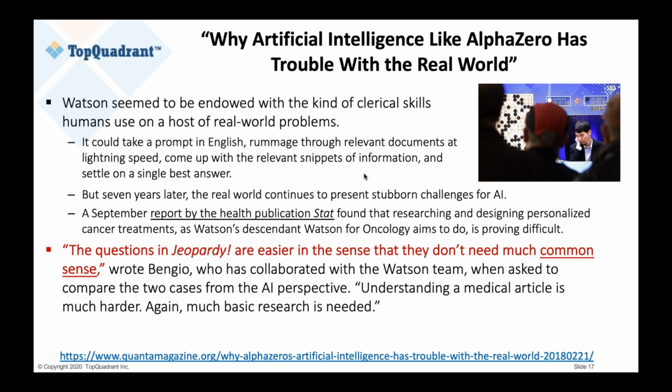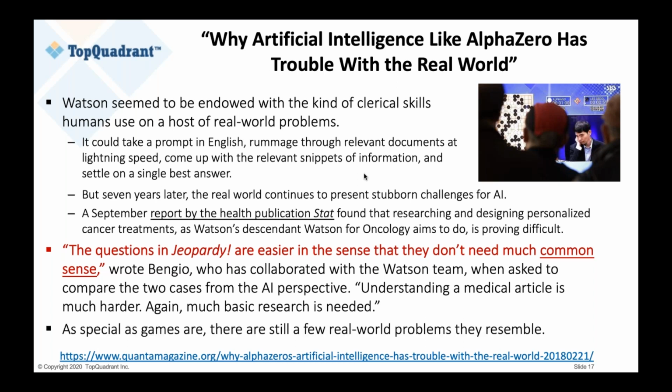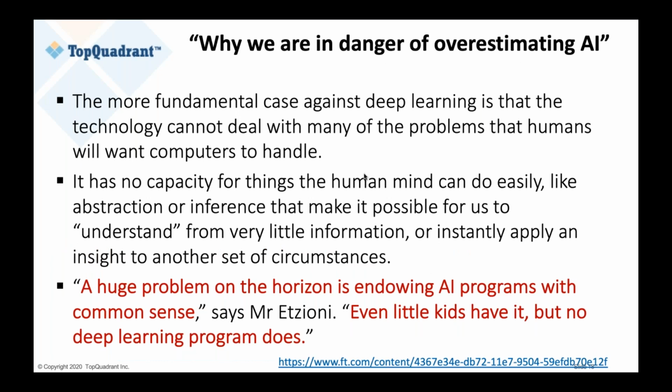And the conclusion the scientists came to was that the statistical techniques and the learning techniques can go only so far, and you really need to combine them with common sense knowledge to facilitate understanding. So as a result, we are in danger of overestimating this type of AI technology. Again, that's a quote that we just saw earlier from Dr. Etzioni, who is the CEO of the Allen Institute for Artificial Intelligence. So again, it brings in the need of combining common sense knowledge with deep learning.